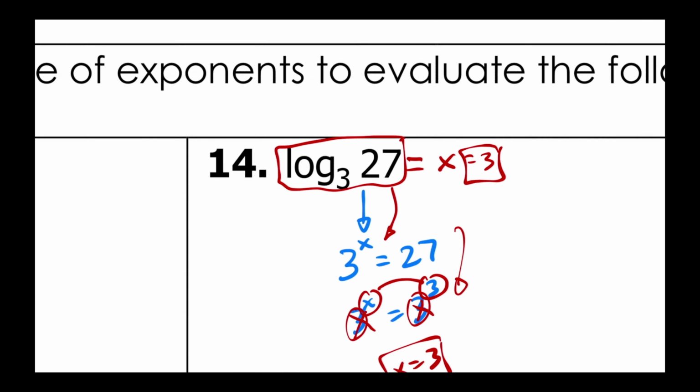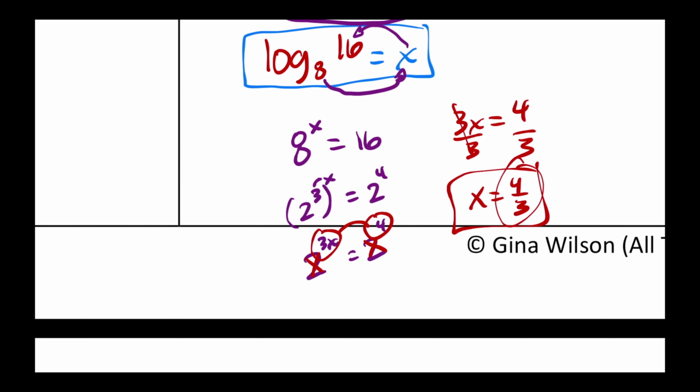But when I give you something like this, what exponent of 8 gives me 16? It's not obvious. So you just set it equal to x and change it to an exponential. Now this looks very complicated, but all I have to do is change both sides so they have the same base. So I changed 8 to 2^3, and I changed 16 to 2^4. Once the bases are the same, I can drop the base and just say this exponent should equal that exponent. 3x should equal 4, divide by 3, x equals 4/3.